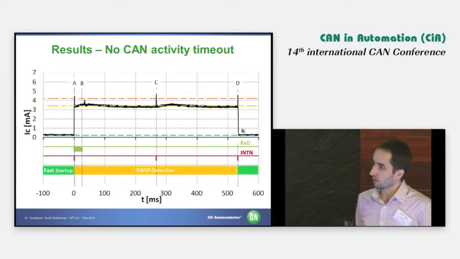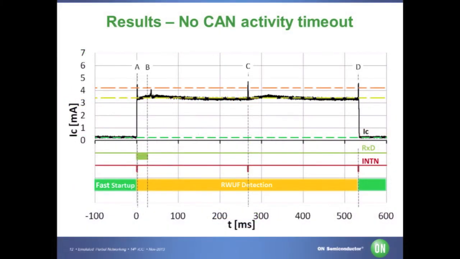Well, there is another requirement for a partial networking transceiver: if there is no communication on the bus for more than a specific time, it should switch back to the very low power sleep mode, and we also implemented that. If the transceiver doesn't detect any communication on the bus within approximately 500 milliseconds, it will switch back to the low power mode, where it can detect only the remote wake-up frame or remote wake-up pattern. So that's what we have.